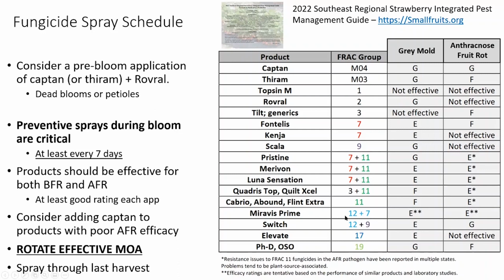A new one is Miravis Prime. I don't even know if we can get it here or not yet, but check the label, make sure it's labeled for you. I believe it's labeled in Arkansas now, but it wasn't everywhere last time I checked. But you can see that's even a new 12 plus a 7. So it takes that 12 that's in the Switch and adds in the 7, which is giving us really excellent gray mold activity. But make sure you're using something towards the back of the year that's like that.